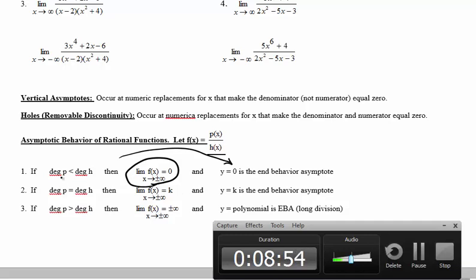Well, what happens if the degree of the numerator, this polynomial, is not less than the degree of the exponent of the denominator, the h? Well, these are the other 2 cases. So let's look at the other examples that we have.